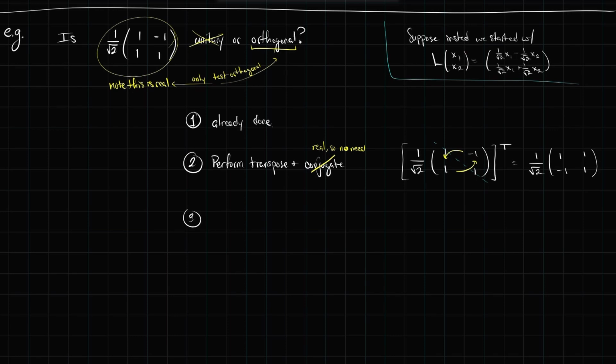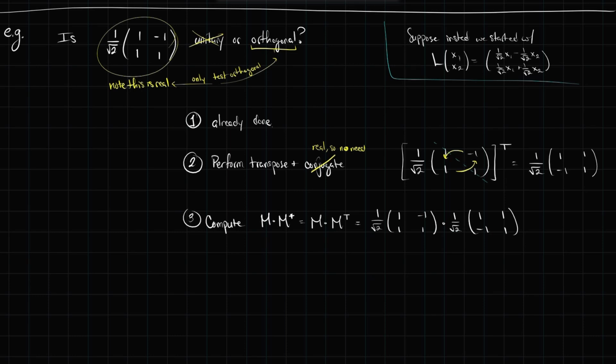Step 3, compute M against M dagger, which in this case is M transpose because it's real. So we're just doing 1 over root 2. M is up top here, right? So we'll do [1, 1; negative 1, 1], multiplied by 1 over root 2. The transpose is over here on the right.